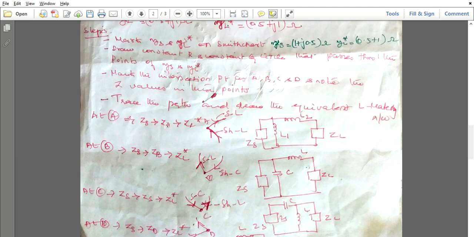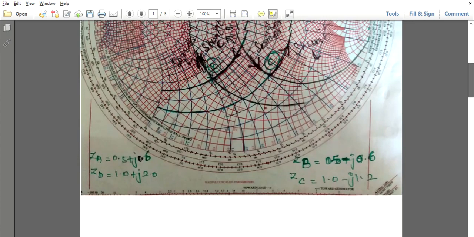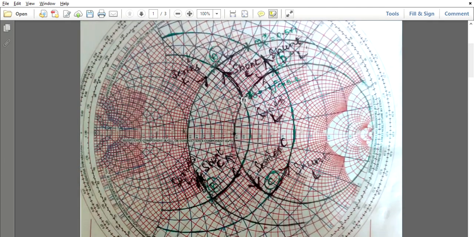Followed by, it should start at the source impedance, go through ZA, and it should end with ZL star, right? So how to trace that path? So here it is ZS, and here it is ZL.